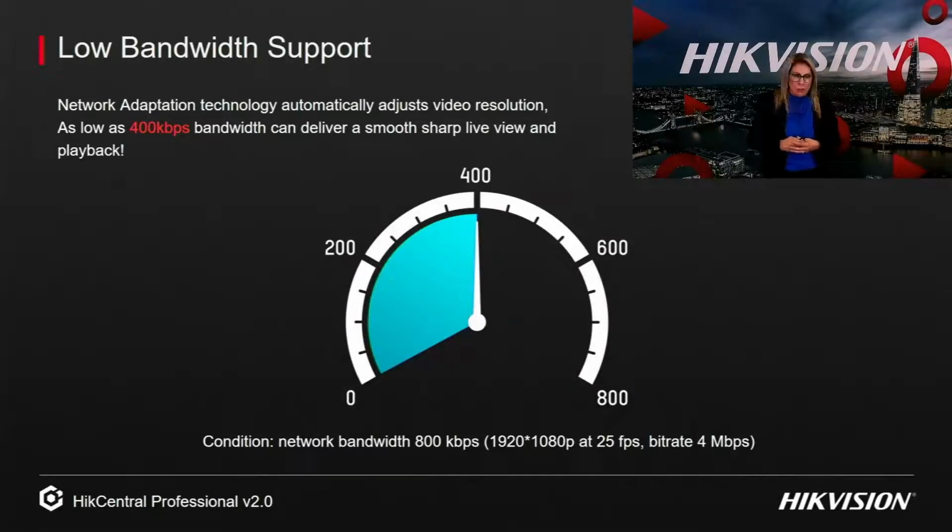Low bandwidth support. So we have an algorithm within our software, within the HikCentral software. So if you do have any dips in your network connections and you get lower speeds, we're saying that we can still have a 25 megapixel camera, 25 images per second, still working at 400 kilobits and still deliver a smooth, sharp live view and playback.